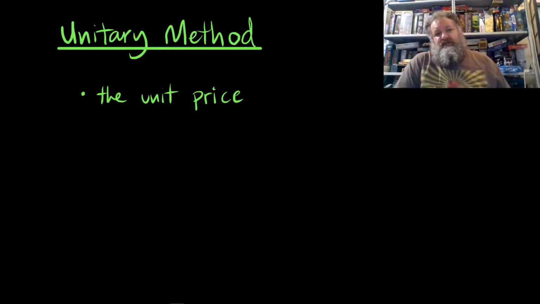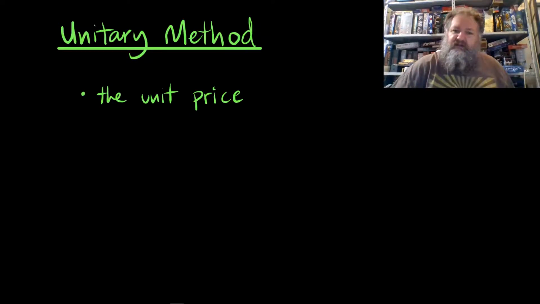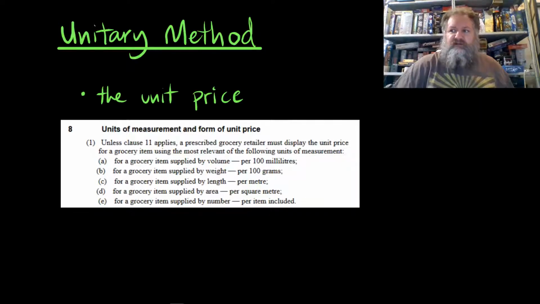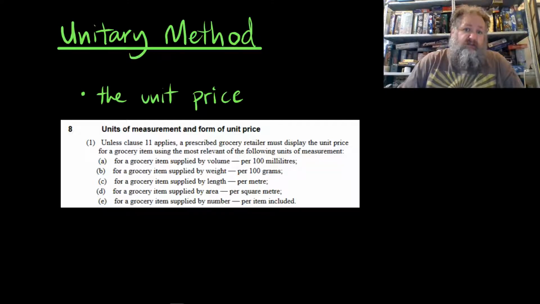Now, we're actually pretty lucky in Australia. The government back in 2009 passed some legislation, the trade practices legislation, that relates to the goods that you buy at the store when you go shopping. I took this as a little snippet from the trade legislation. Basically it says that grocery retailers, like Aldi and Coles and Woolworths, must display the unit price, which is what we're looking at, this unitary method.